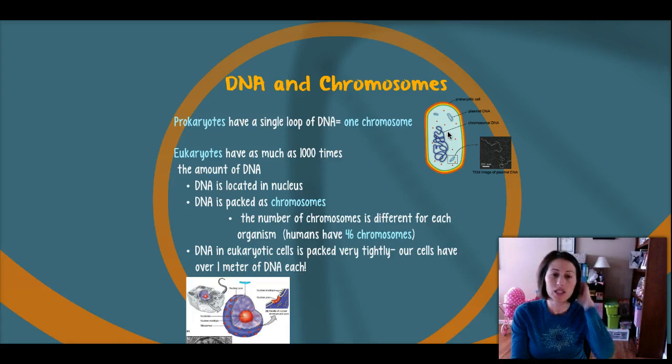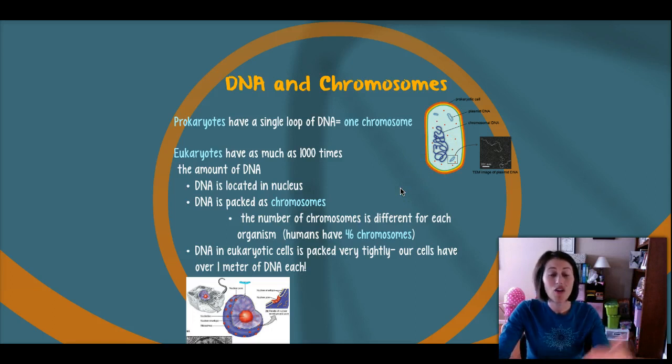But what you need to understand is that one chromosome is actually one really long piece of DNA that's coiled up really tightly, okay? You're not actually going to be able to see that DNA unless it's coiled up, all right? So I also want you to remember that DNA in eukaryotic cells is packaged very tightly.